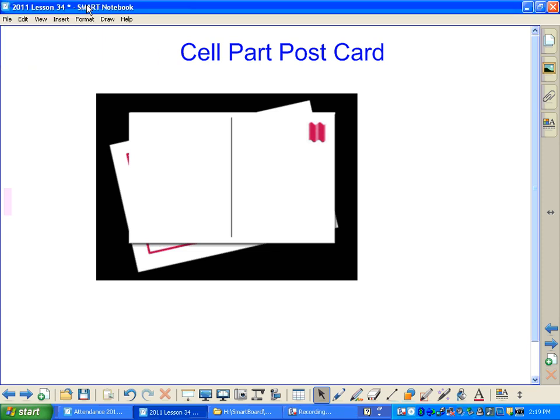The purpose of this video is to show you how to make a cell part postcard for homework. Start with a half sheet of paper or a large index card. Take one side of it and divide it in half with a line.